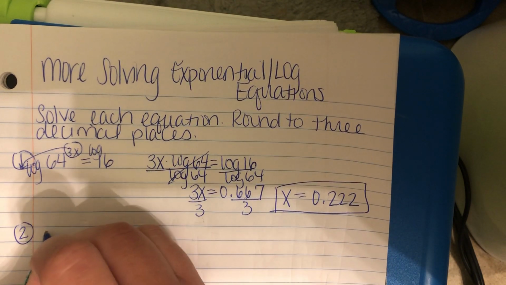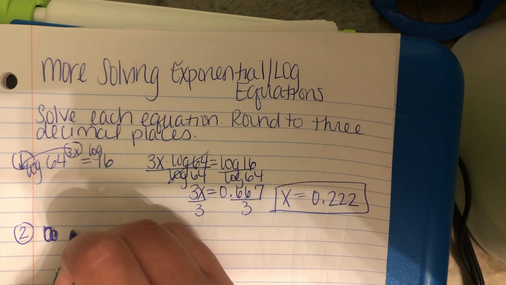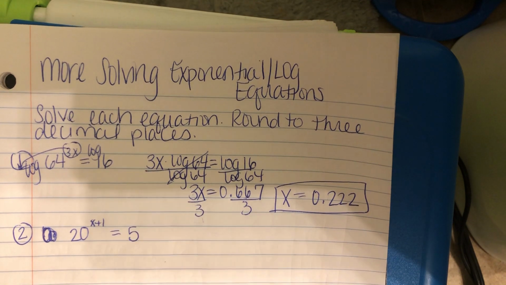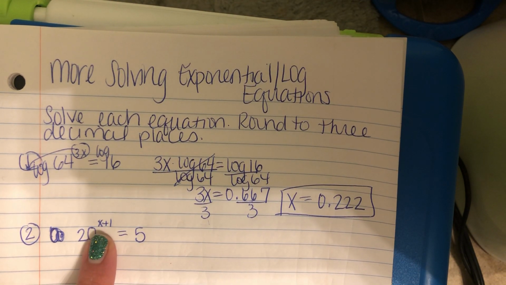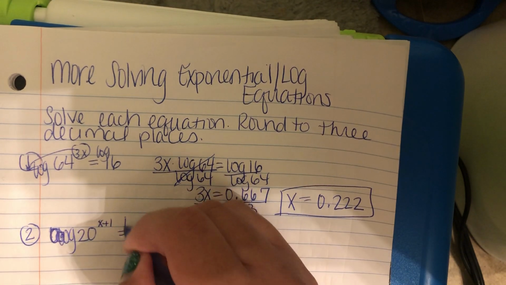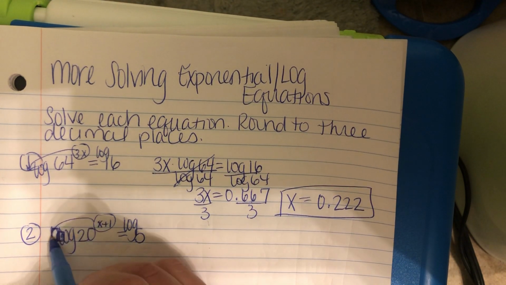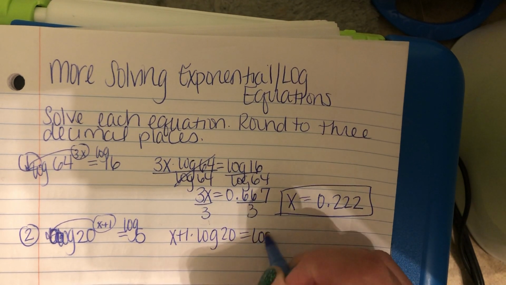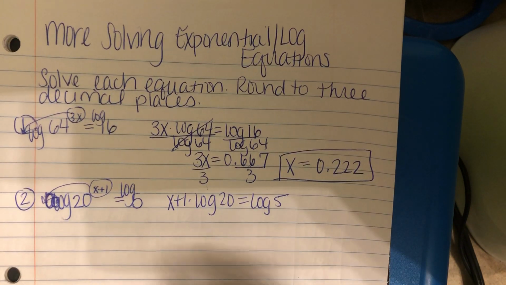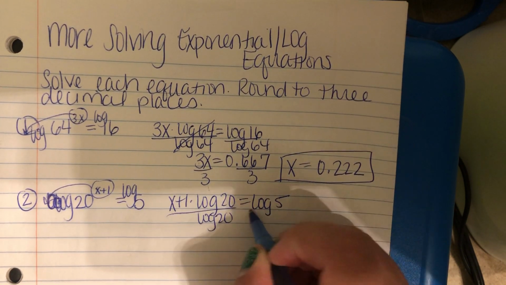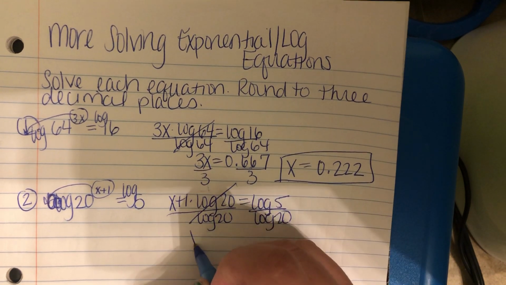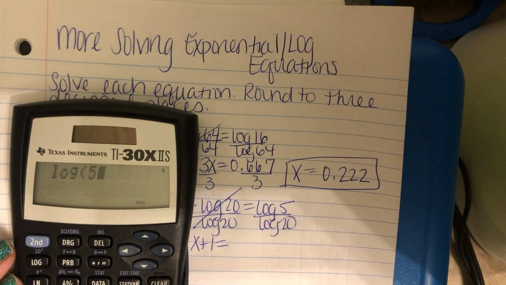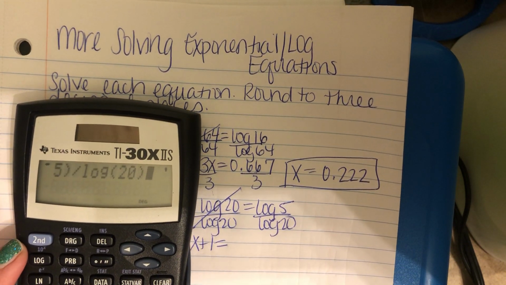Let's do 20 to the x plus 1 power equals 5. All right, so the variable is in the exponent, so I need to log both sides so I can drop that out to the front. So that x plus 1 will drop out to the front to be x plus 1 times the log of 20 equals the log of 5. And then I'll divide by log 20 to isolate the part that has the x in it. So that'll be x plus 1 equals the log of 5 divided by the log of 20.